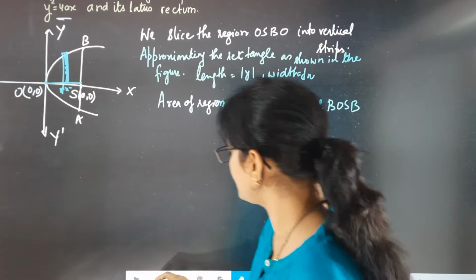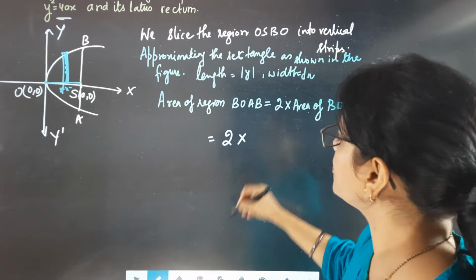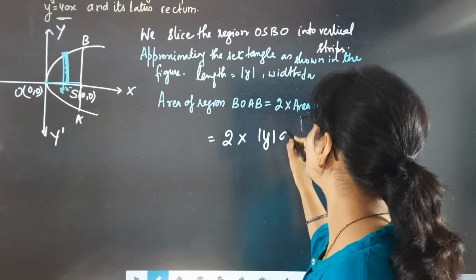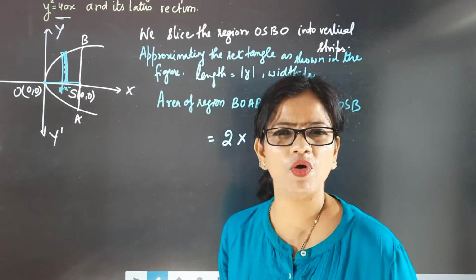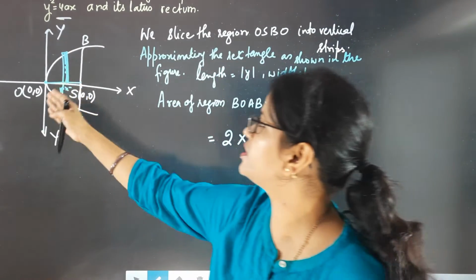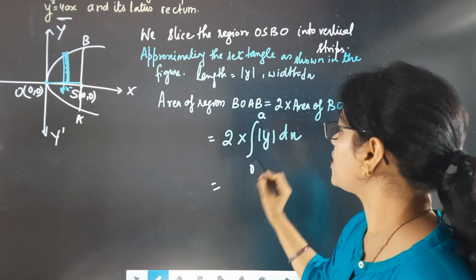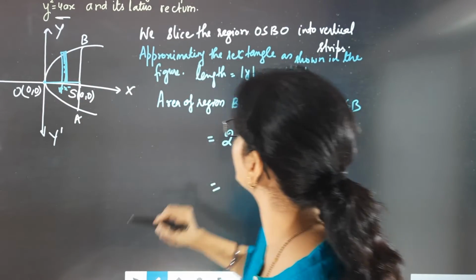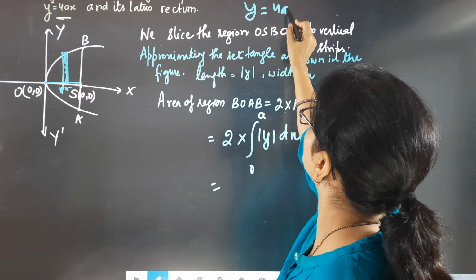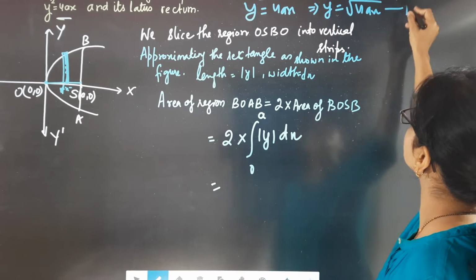Now area of BOAB is 2 into area of BOSB, and area of BOSB will be exactly modulus of y into dx. Another important point to be noted here is that the approximating rectangle can move between 0 to a, so this will get converted like 0 to a. Now the y formula is coming from our equation given here, y square equal to 4ax, so y will be equal to root under 4ax. We'll take it as equation 1.